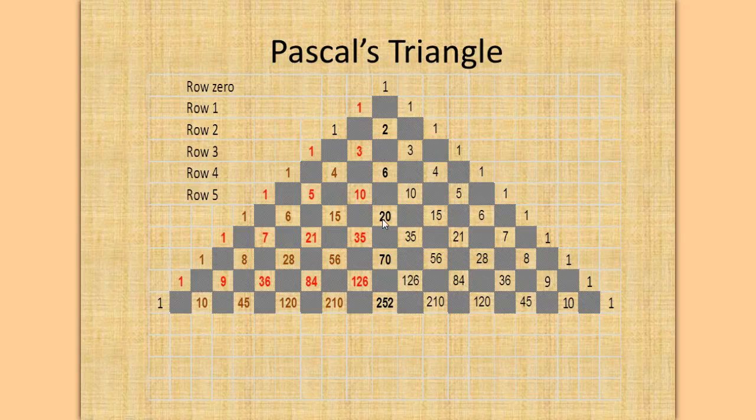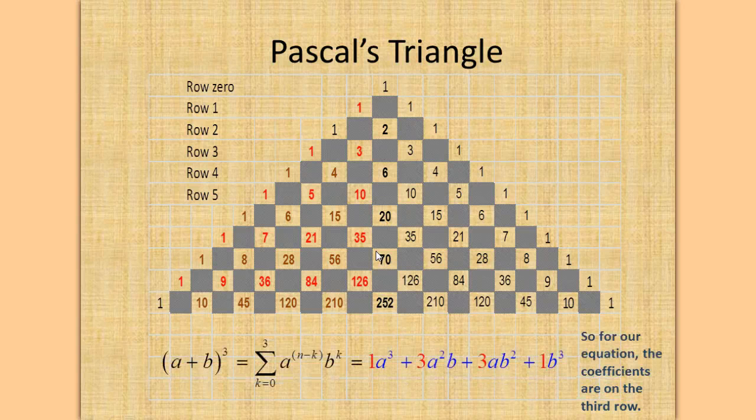But there's a lot of work here, okay? There's a lot of work to get Pascal's triangle, as you can see. You have to add up the rows. So for our equation, the coefficients are on the third row. We come down to the third row and we see the coefficients are 1, 3, 3, 1. And surely that's what our coefficients are.